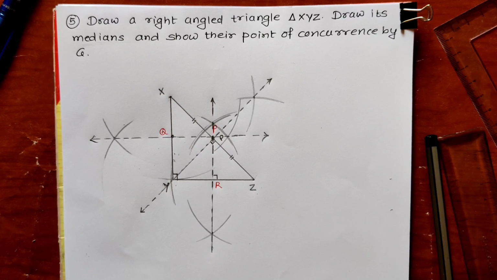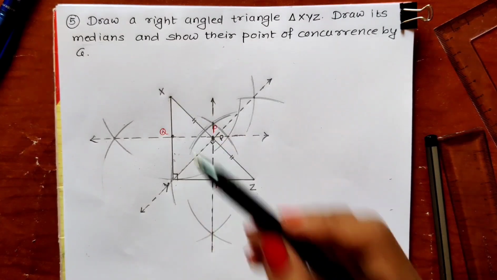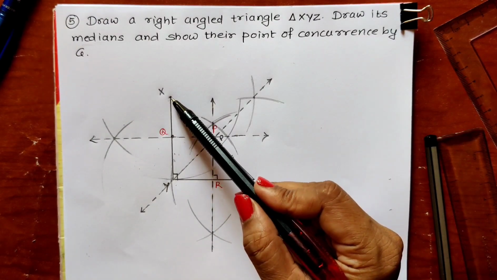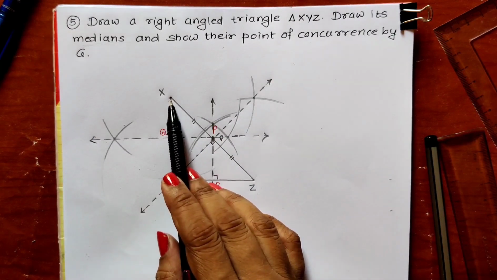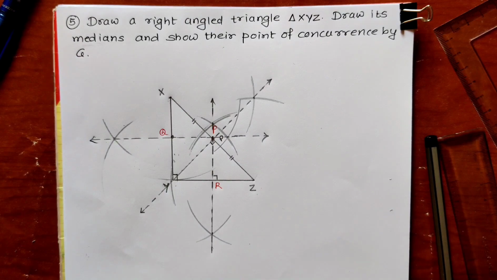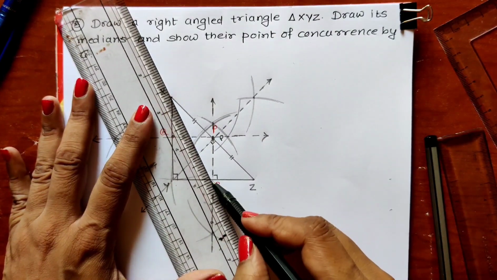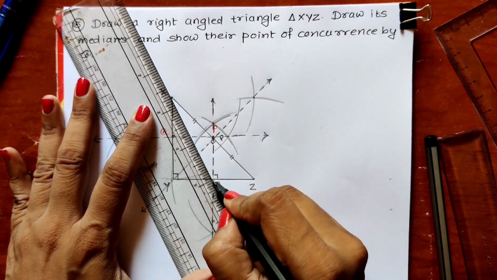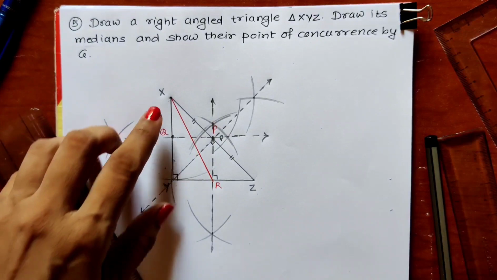We have to draw the medians. Medians means a segment which joins the midpoint of the opposite side and the opposite vertex. That means we have to join this vertex X with the midpoint of its opposite side. The opposite side of vertex X is YZ. So we have to join point R with X to get our median. I will be drawing with my red color pen so it will be visible clearly. You will have to draw everything with pencil. Okay, so this is median XR.